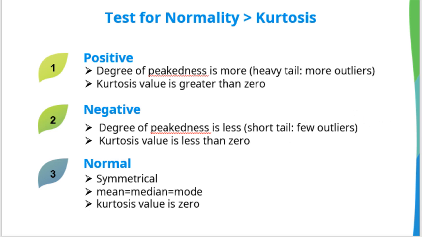So the main difference between skewness and kurtosis is that skewness refers to the degree of symmetry, whereas kurtosis refers to the degree of presence of outliers in the distribution.